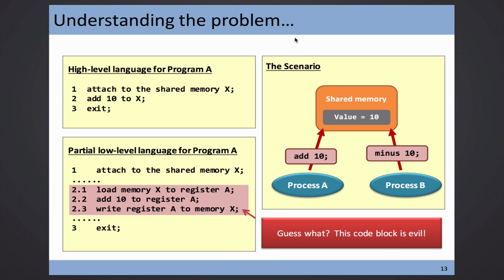We have two processes, process A and B. They are sharing the same memory. Imagine it is a file, may not be a shared memory. Now they want to write to it, and their operations are very interesting. One wants to increment it by 10, and one wants to decrement it by 10.